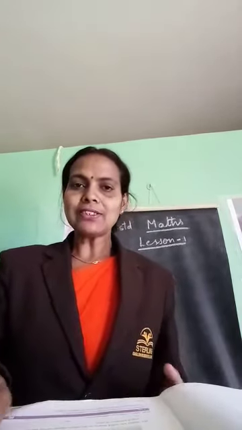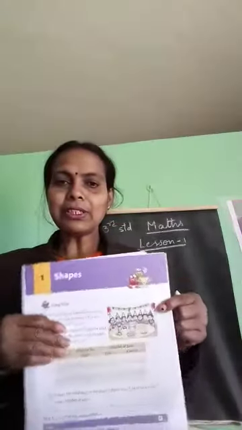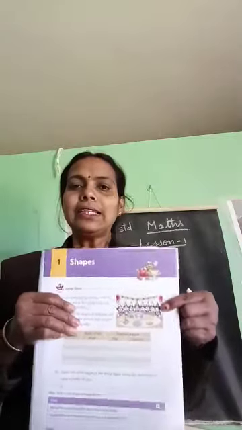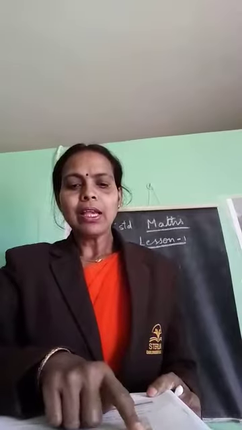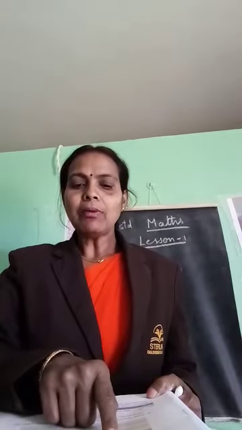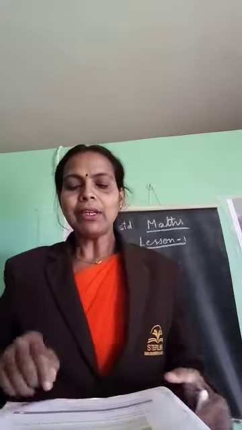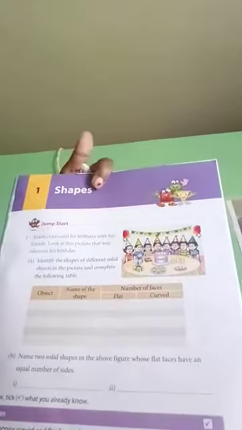So here one picture is there. Can you see the picture? This is the birthday picture. Now, in this picture, identify the shapes of different solid objects in the picture and complete the following table. So down you have been given one table. Can you see the table? Now you have to see the solid shapes here. Which object is here?